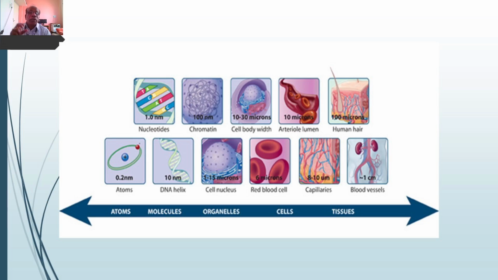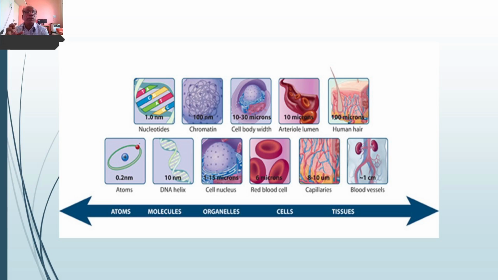Then the size of the nucleus present in the cell, the size of the cell nucleus, is up to 15 microns. Then the size of the cell, or the cell body width, ranges from 10 to 30 microns in width. So this is the size of the cell, and the size of the cell nucleus is up to 15 microns.